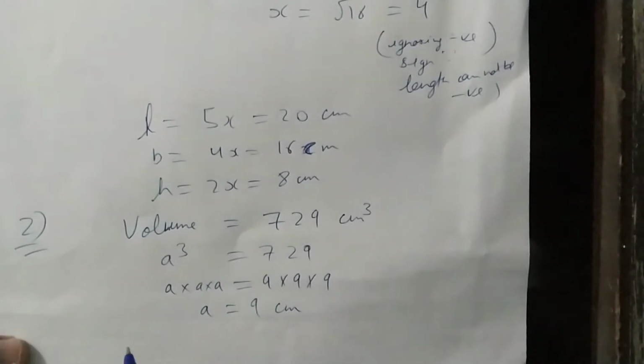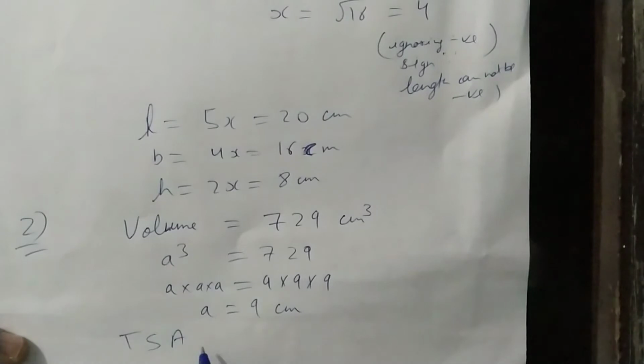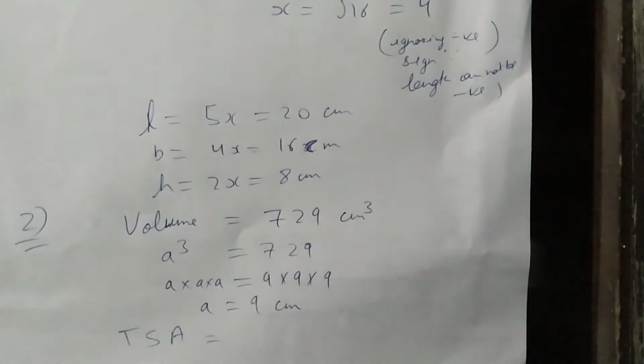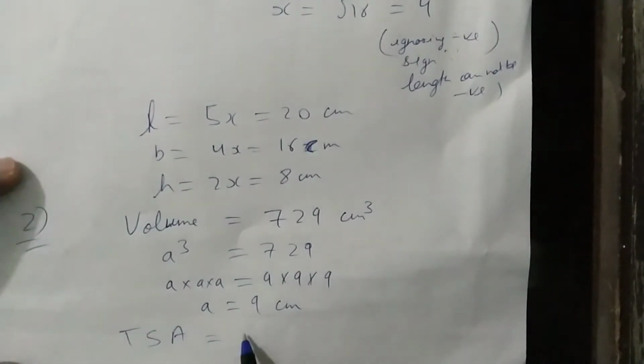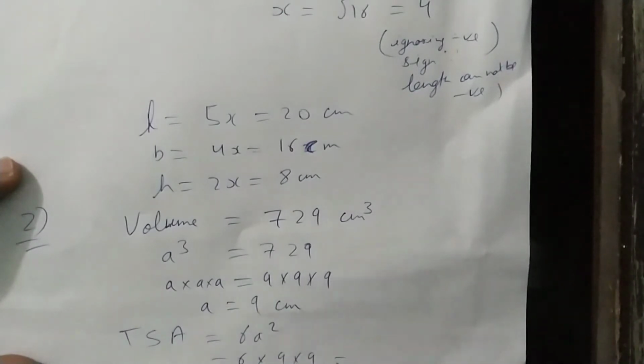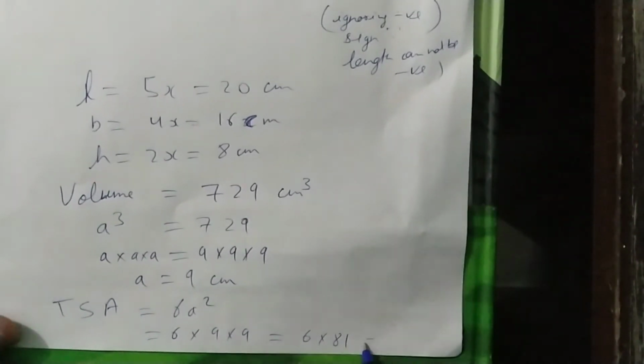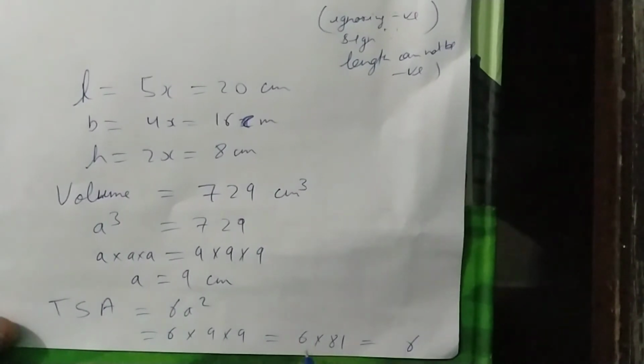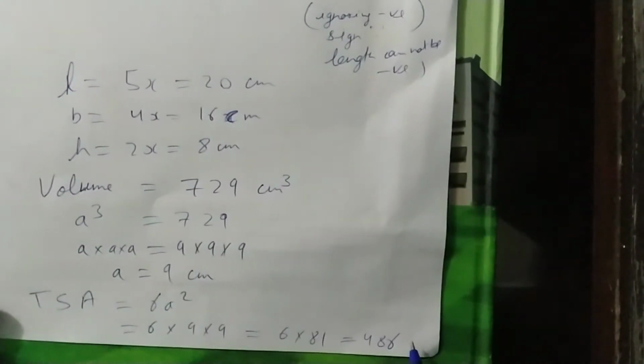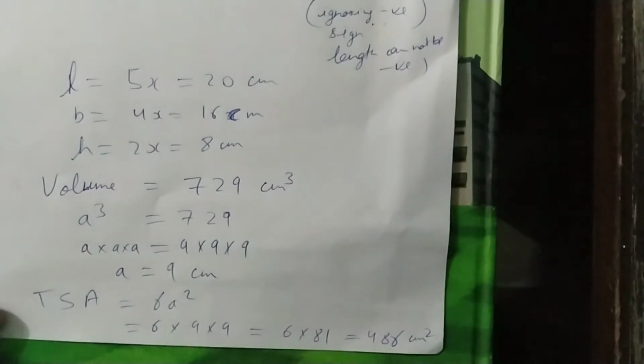So now just find total surface area. What is the formula of total surface area? 6a square, that is 6 into 9 into 9. So that is 9 into 9, 81 into 6. 6 1s are 6, 6 8s are 48, so 486 centimeter square.